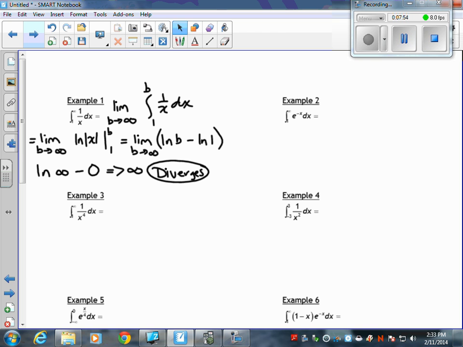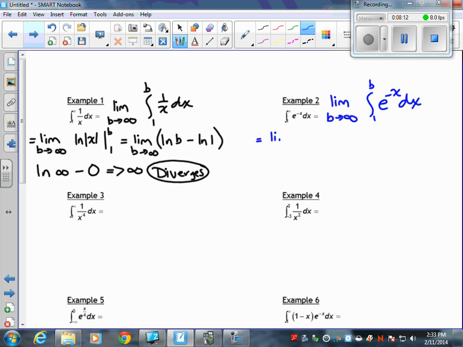To example 2. Example 2 looks a lot like example 1. We have an infinity bound, which means we're going to take a limit. Again, my upper bound is infinity, so I'm going to call that b. Integral 1 to b of e to the negative x dx. So I'm going to continue to bring my limit along, and I'm going to take the antiderivative, and the antiderivative of that is negative e to the negative x from 1 to b, and I continue with my limit, and then I plug in my bounds.